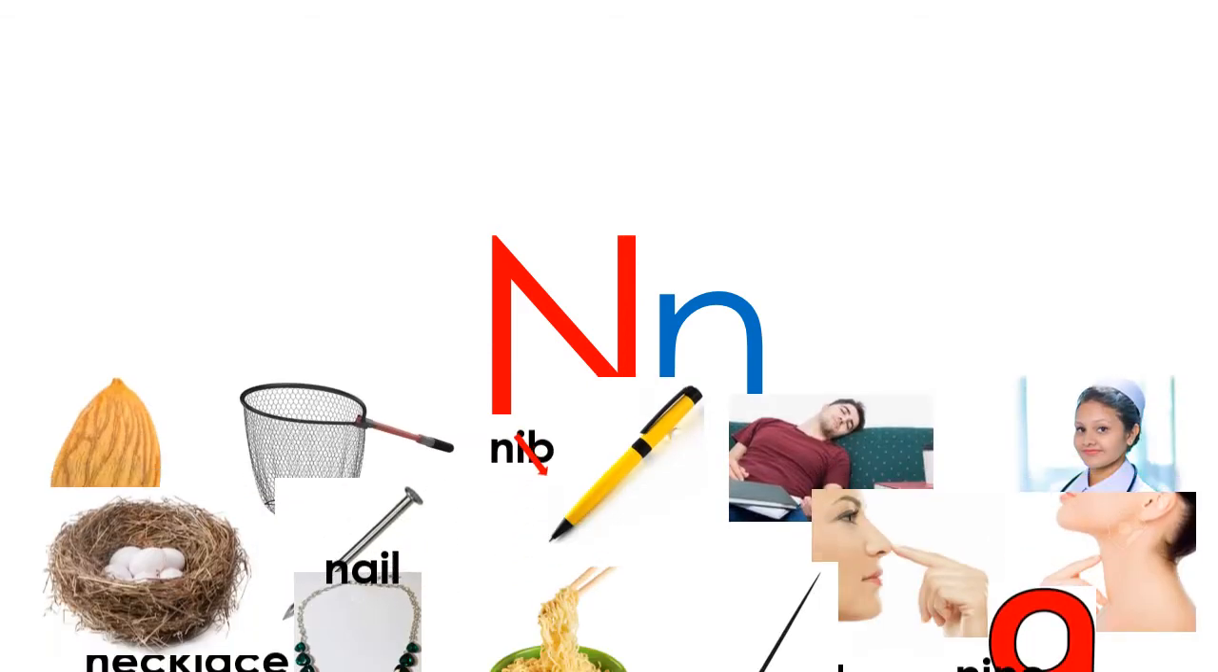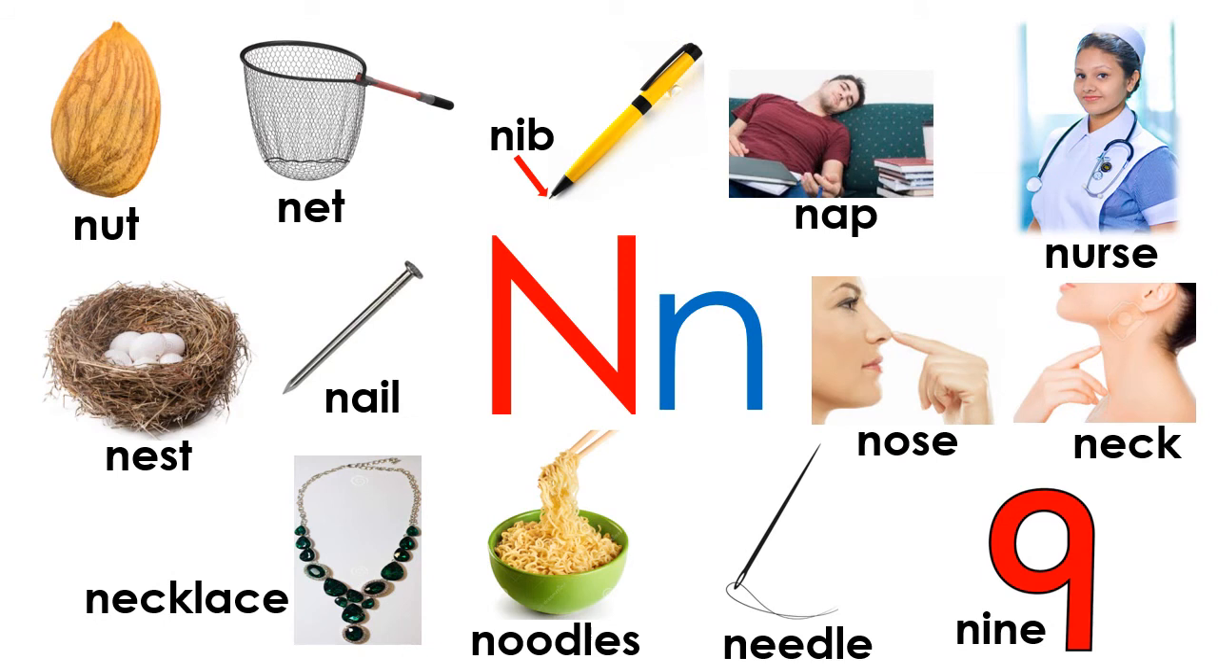Alright kids, next we learned capital N, and simple N. We learned last time capital N and simple N. Now let's see what are the pictures that begin with letter N. Net, nib, nap, nurse, nest, nail, nose, neck, necklace, noodles, needle, nine.